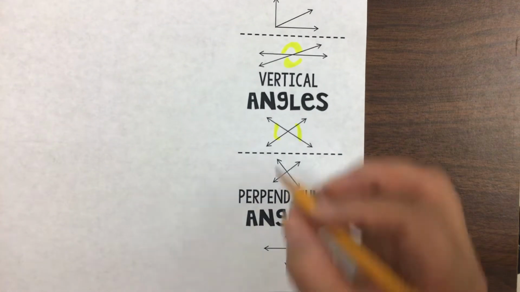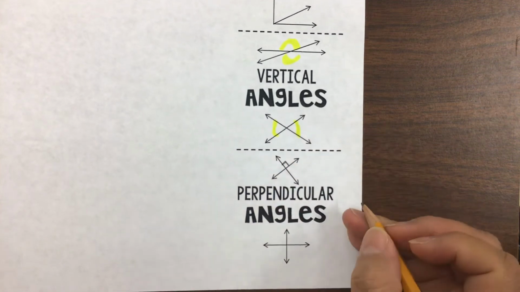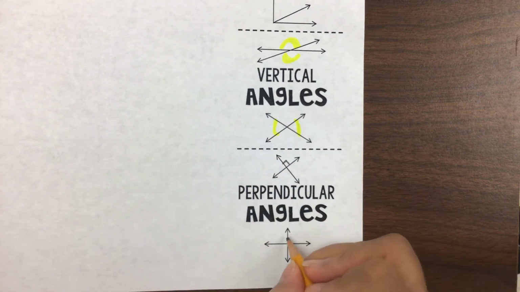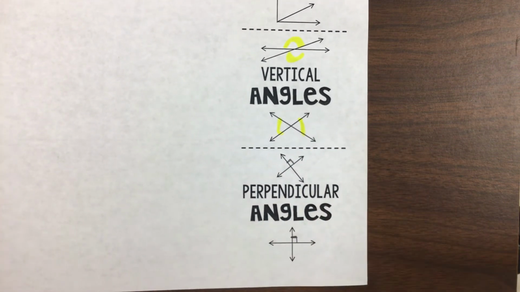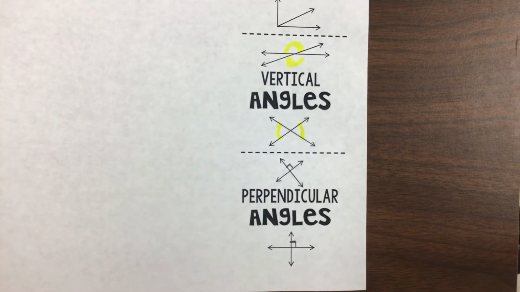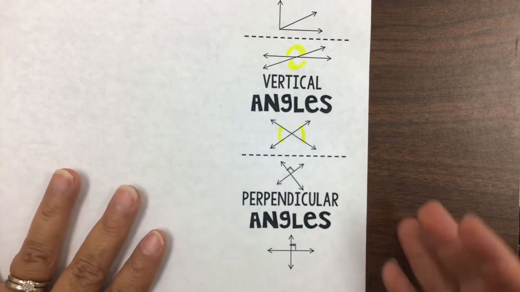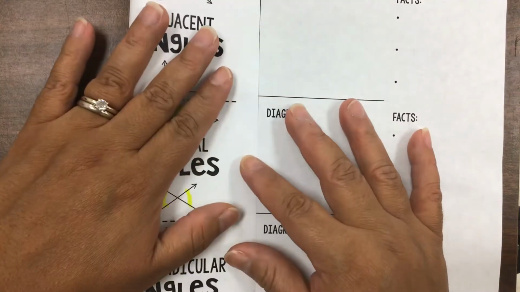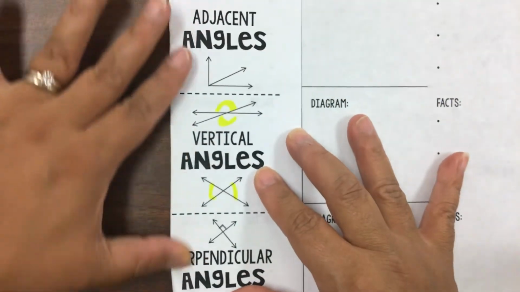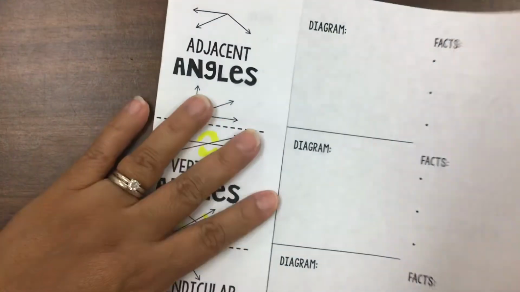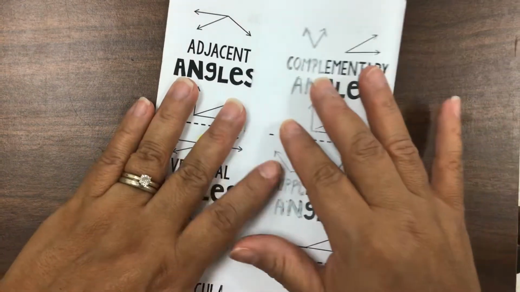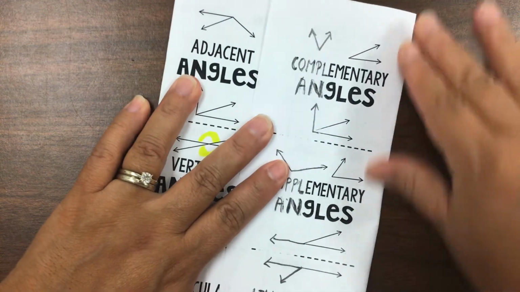Perpendicular angles is when they intersect at 90 degrees. Sometimes they look like this, and sometimes they look like this. But either way, you would need to be told that they are perpendicular, or told that they're 90. All right, let's fold it in this way. I'm gonna fold this in a little more.